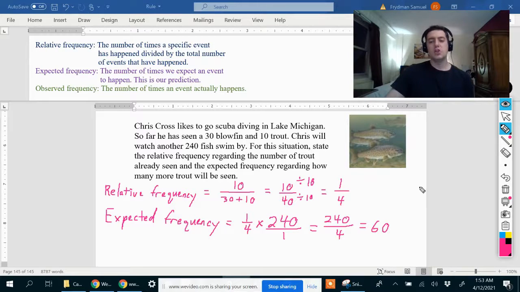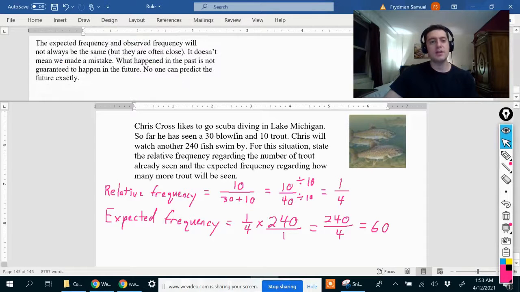If Chris sees another 240 fish swim by, we expect that 60 of those will be trout. That's the best prediction we can make, although it's not necessarily going to happen because, again, the expected frequency and observed frequency will not always be the same, but they're often close. So we might not see exactly 60 trout, but we're probably going to see around there, 59, 57. It's possible that only 3 out of those 240 fish are trout, but that's very unlikely. So it doesn't mean we made a mistake if what we actually observe is different from what we expected.